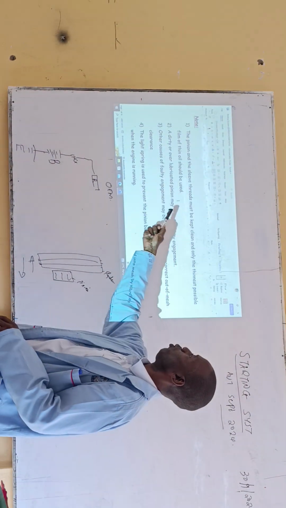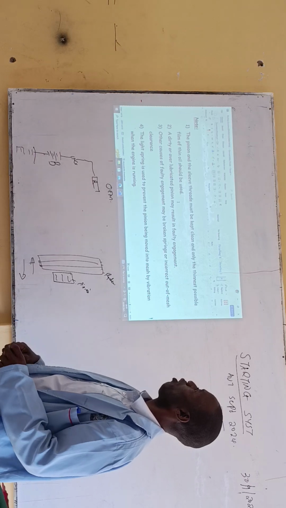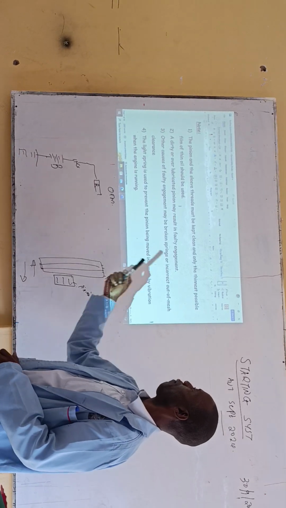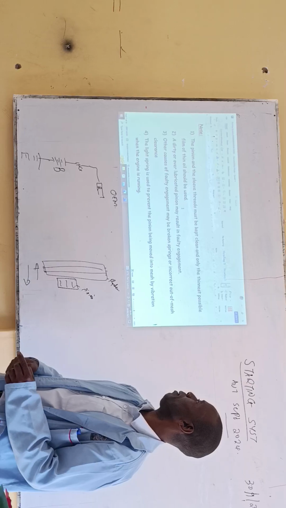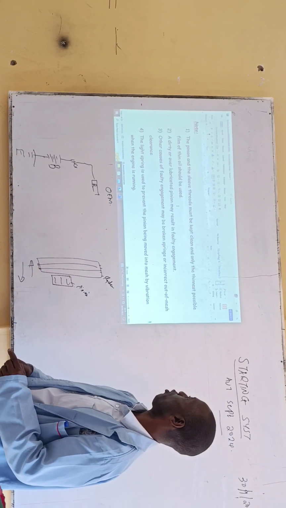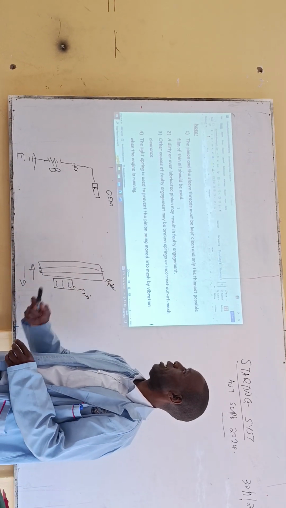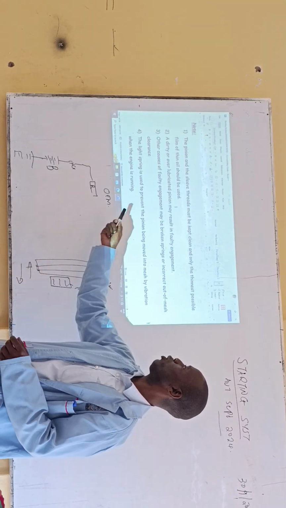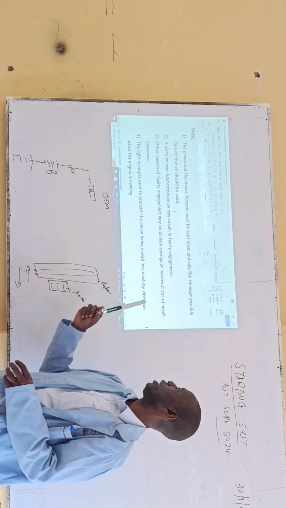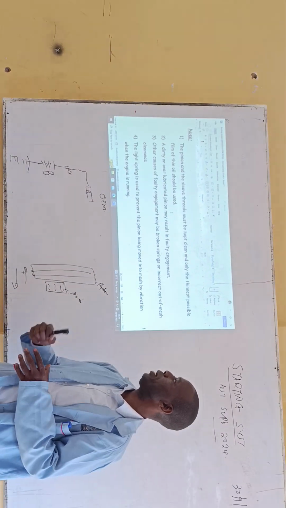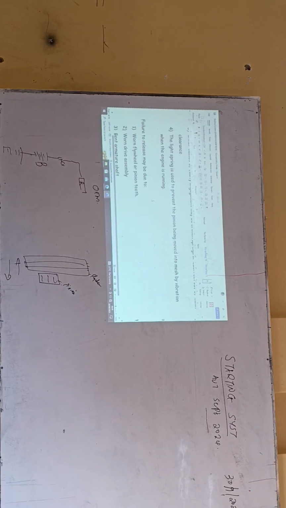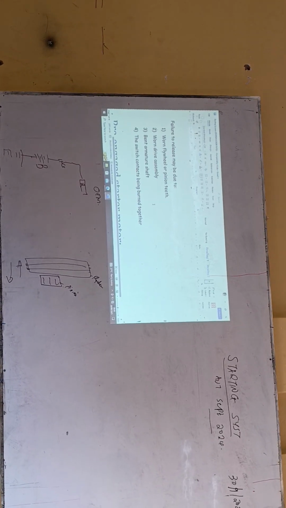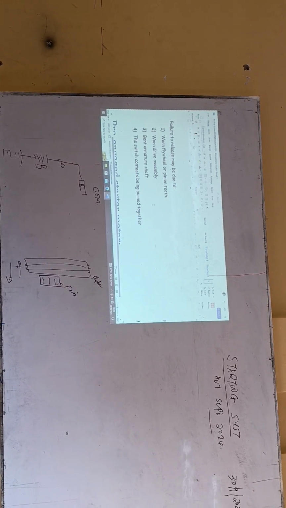Should be used. Two, a dirty or over-lubricated pinion may result in faulty engagement. Number three, another cause of faulty engagement may be broken springs or incorrect out-of-mesh clearance. Number four, the light spring is used to prevent the pinion being moved into mesh by vibration of the engine when the engine is running.